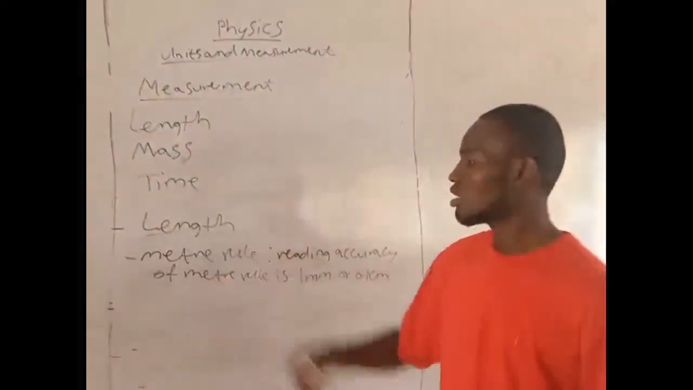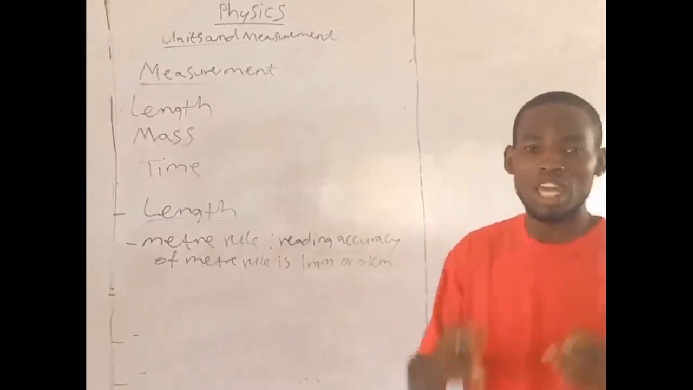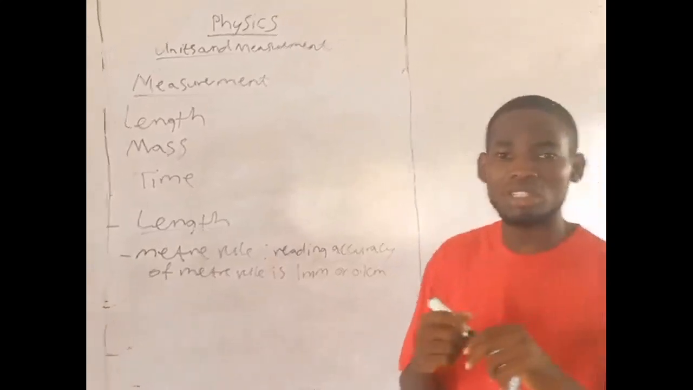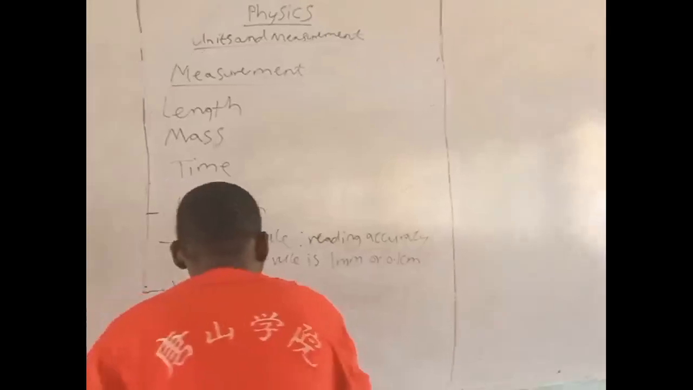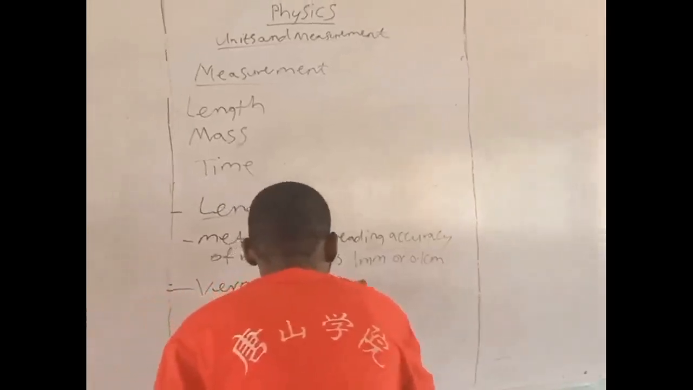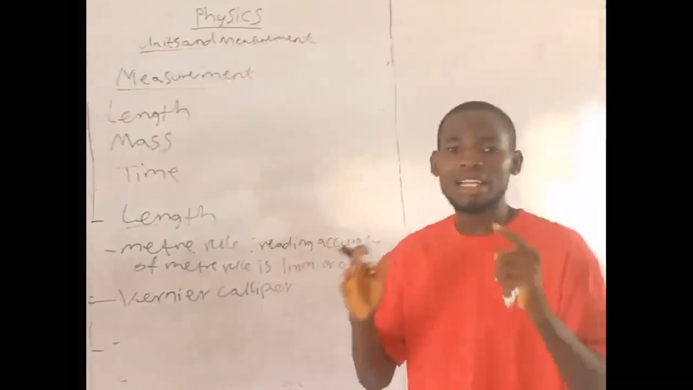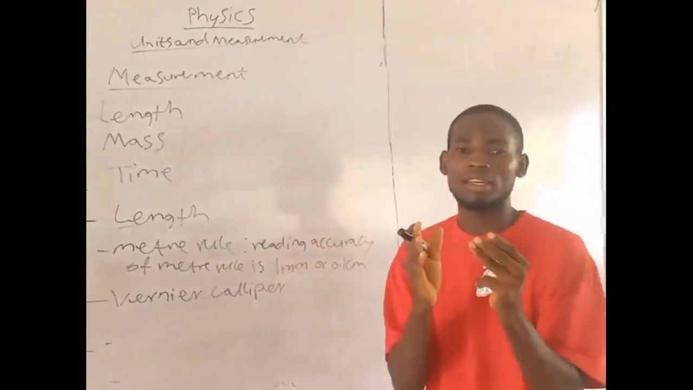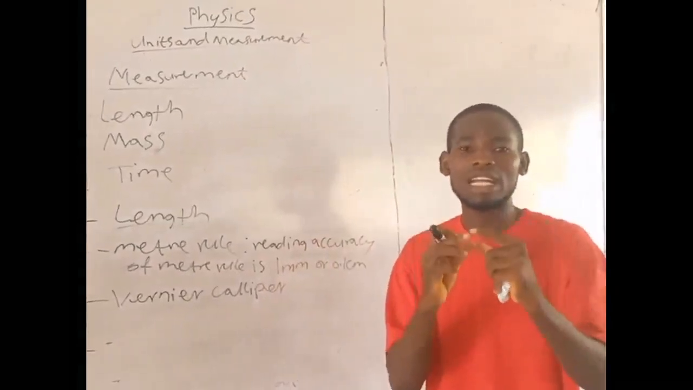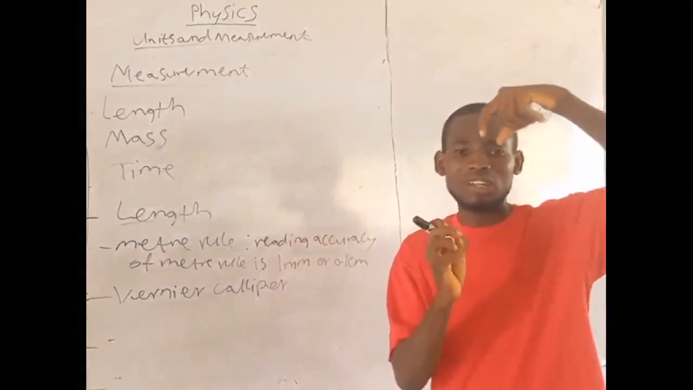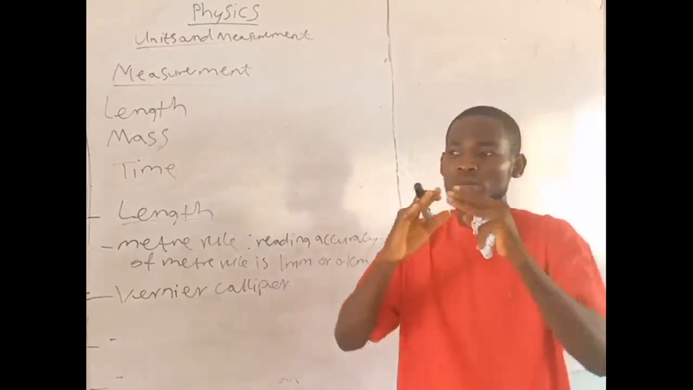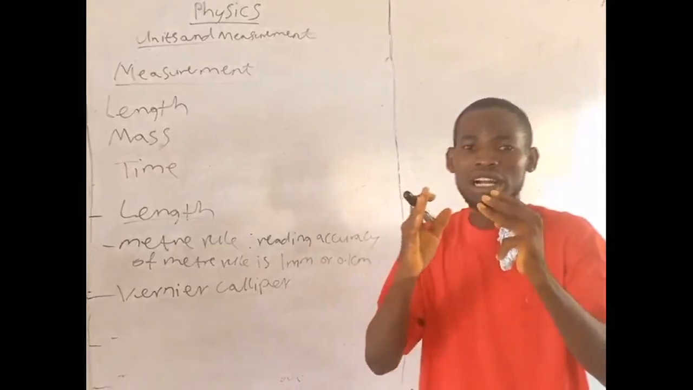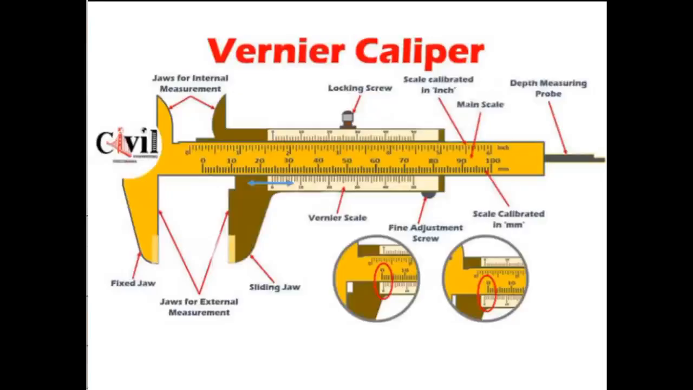Let's talk about the next thing you can use to measure length. You can use micrometers. You can use vernier caliper. First, let's talk about vernier caliper. Now, if you look at the vernier caliper, it has external jaw and internal jaw. It is being used to measure both cylindrical objects and some other lengths or distances.